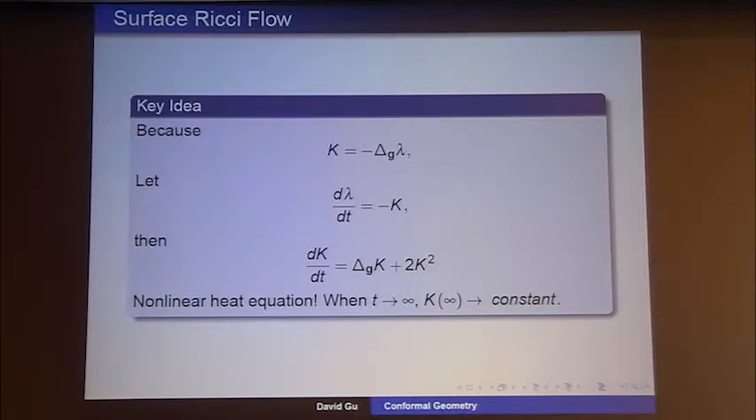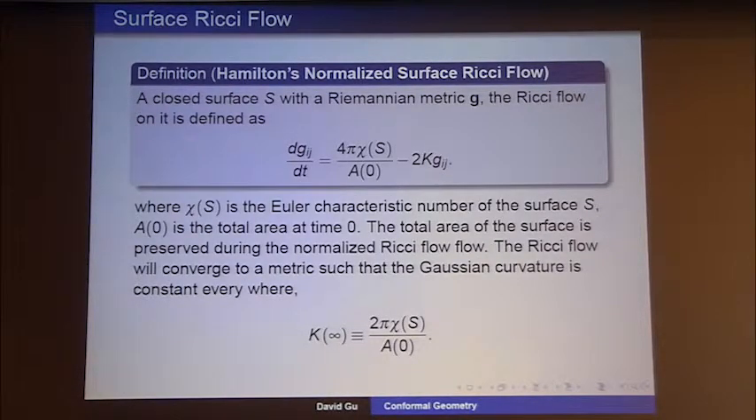One powerful way to solve this was proposed by Hamilton. In order to prove the Poincaré conjecture, Hamilton invented something called the Ricci flow. For the surface case, the Ricci flow has a very simple form. g_ij is the Riemannian metric tensor. We flow the Riemannian metric tensor proportional to the current Gaussian curvature, with a constant term. Here, χ is the Euler number of the surface, and A₀ is the total area at the very beginning. So this is a constant.